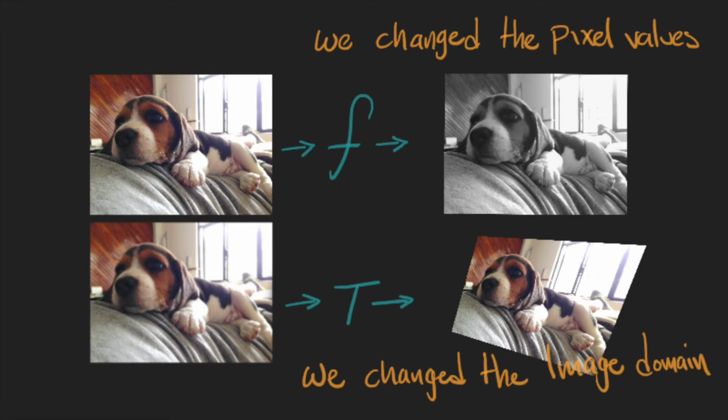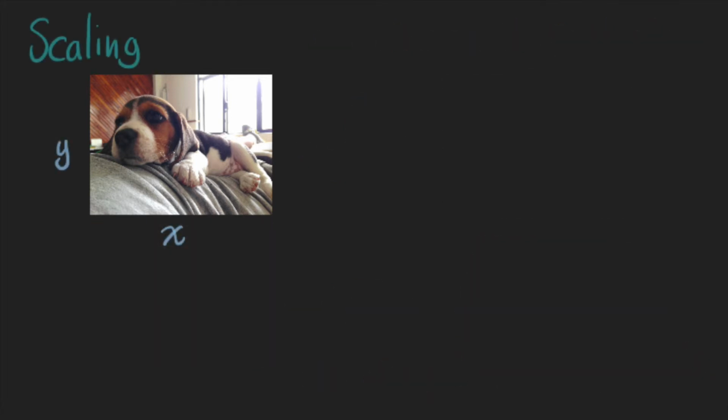The main difference between image filtering and image warping is that in the first one we are applying a transformation to the pixel values, while in the second we are applying the transformation to the location of the pixels. In other words, we are manipulating the coordinate system of the image. So let's start with the basics. For example, scaling the image.